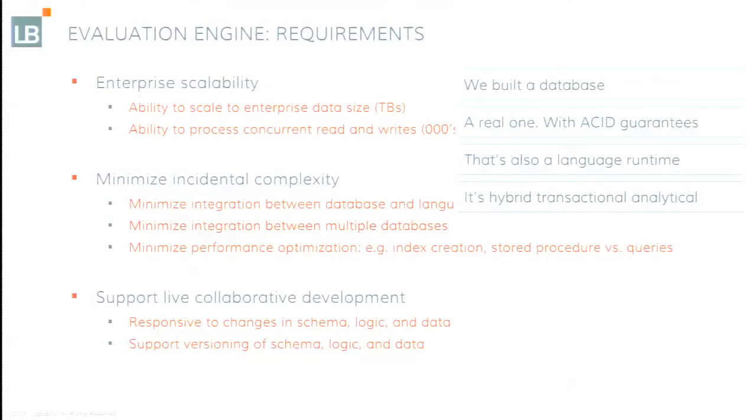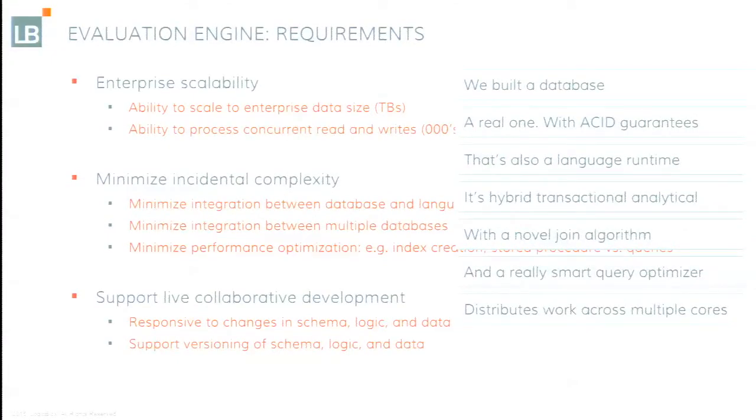And we wanted to minimize the performance optimizations. We didn't think that end users should have to worry about, should I create an index to make my model run fast, or should I use stored procedures versus queries? So we built our database with a novel join algorithm, with a really smart query optimizer, and it distributes work across multiple cores when that's available. By the way, our runtime is by far the most written about part of our product, so I'll give you links to the various publications about the join and the query optimizer, et cetera.